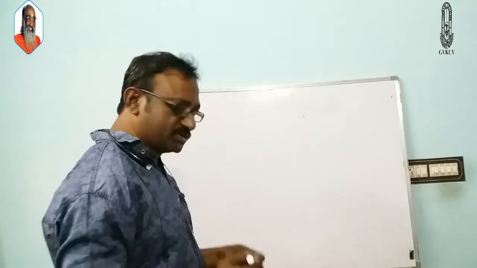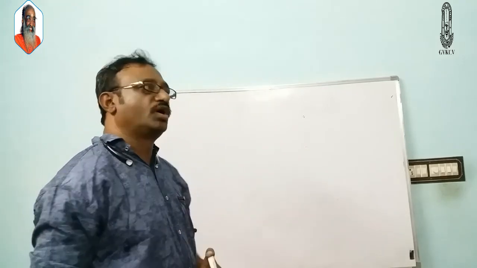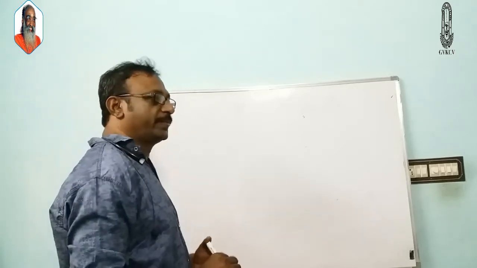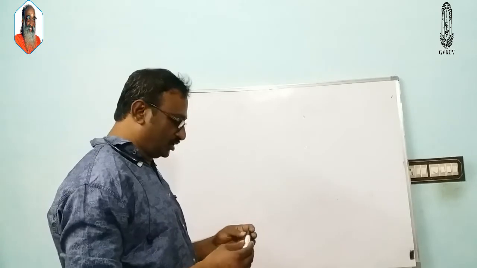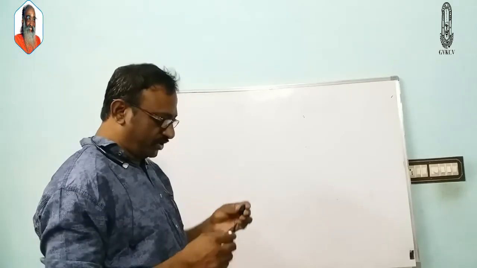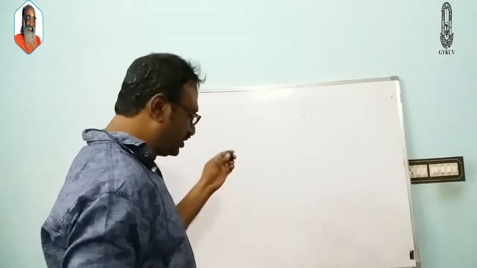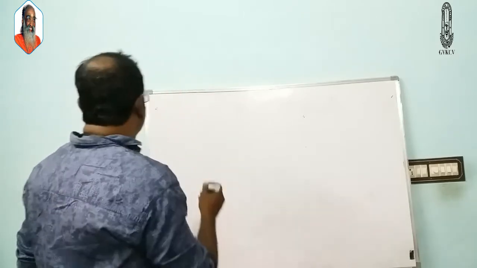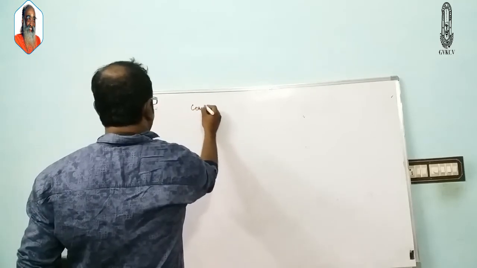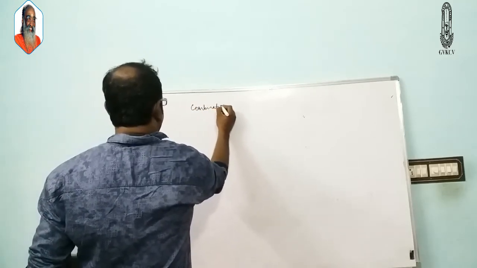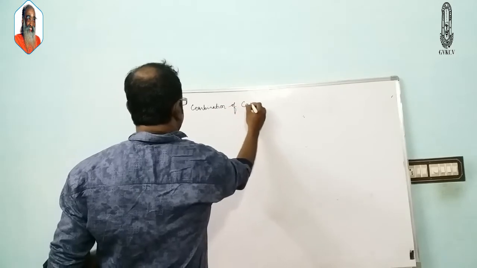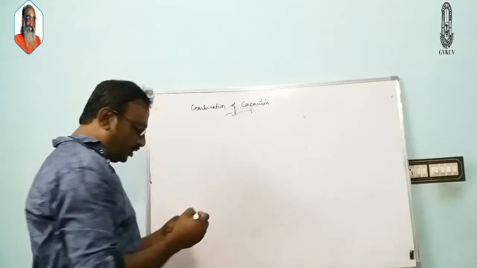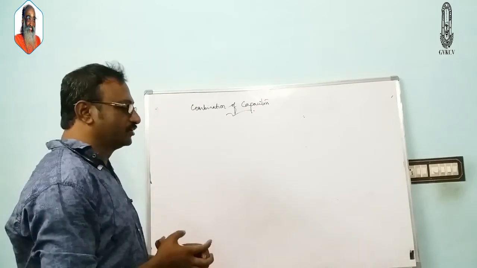We talked about the capacitors and we came to know what the energy stored in the capacitor is, what the capacitance of a capacitor is, what a parallel plate capacitor is, and some of the expressions or formulas related to that. And now, grouping of the capacitors, that means a combination of capacitors or grouping.